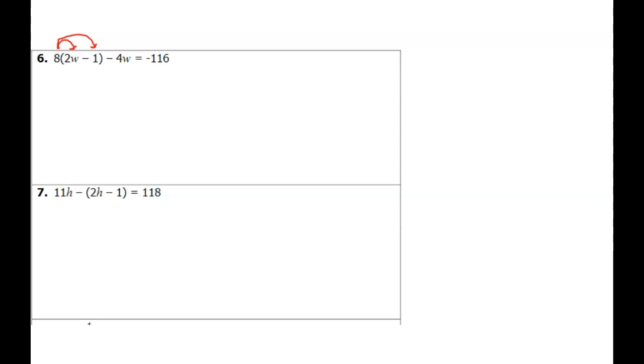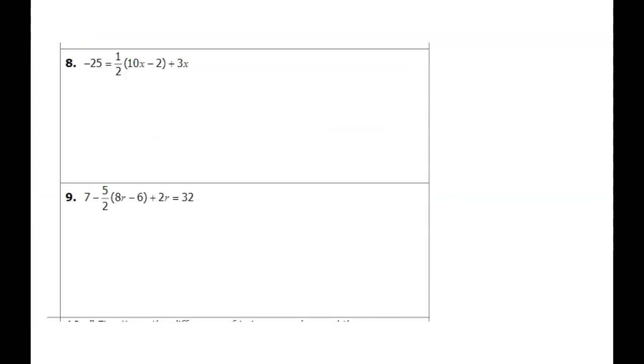So guys, go through, do number 6 and 7, and we'll go over the answers. Go through the 3 steps. Distribute if necessary. Combine like terms, and then solve for the variable. I still go through the same steps.